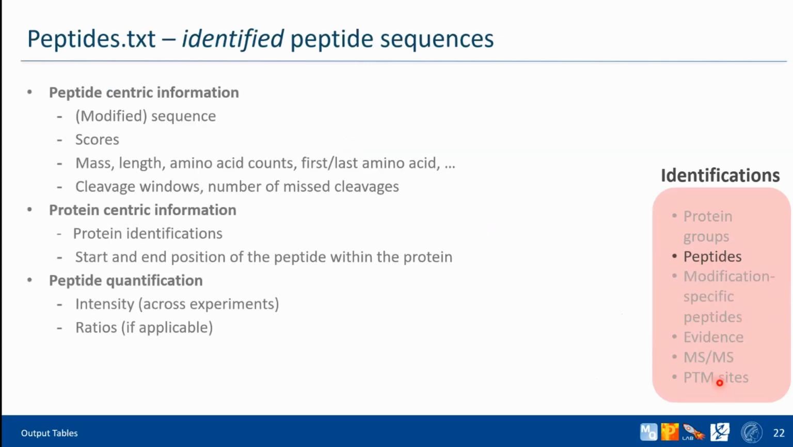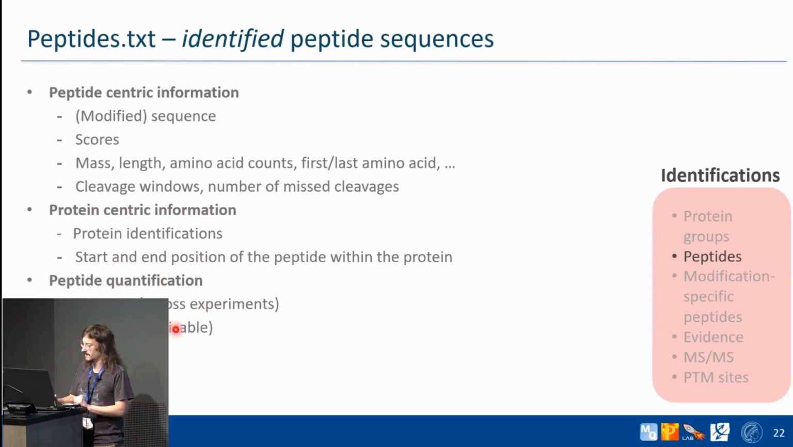So let's start with peptides. What do we have? Well, the sequence, basic information. I want to see which sequence it was. The score, how good that sequence was identified. And then you have information about the mass, the length, the number of amino acids, and which is the first and last amino acid. Could be useful, we will see that after. Then also the cleavage, where it happened, and some information about where this peptide is located in the protein. And then, of course, quantification. Again, we have intensity, ratio, and everything.